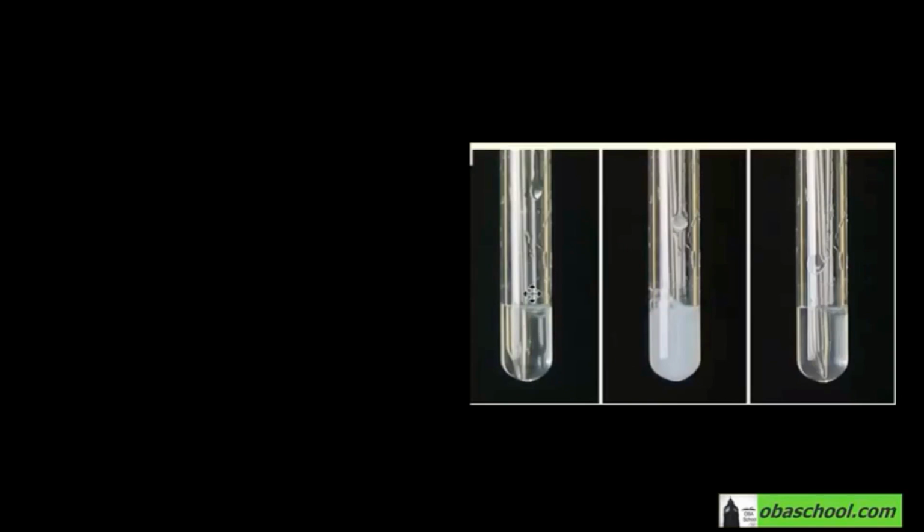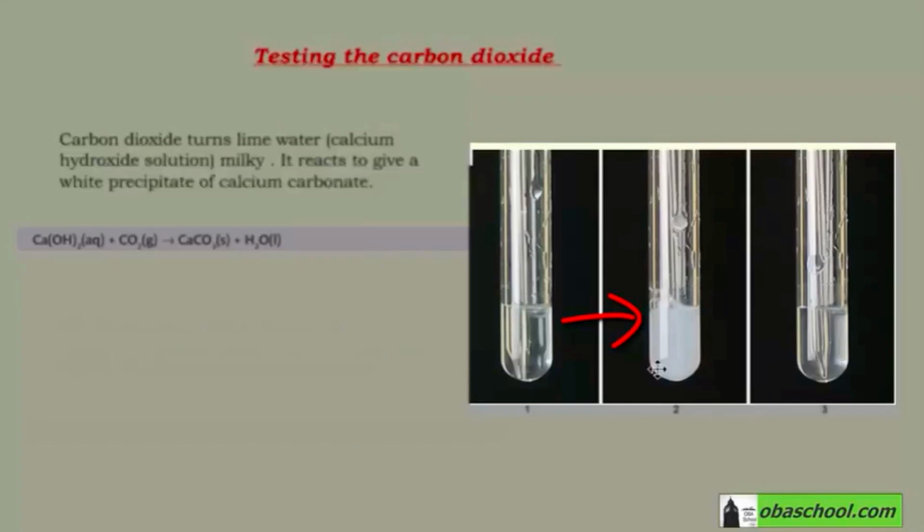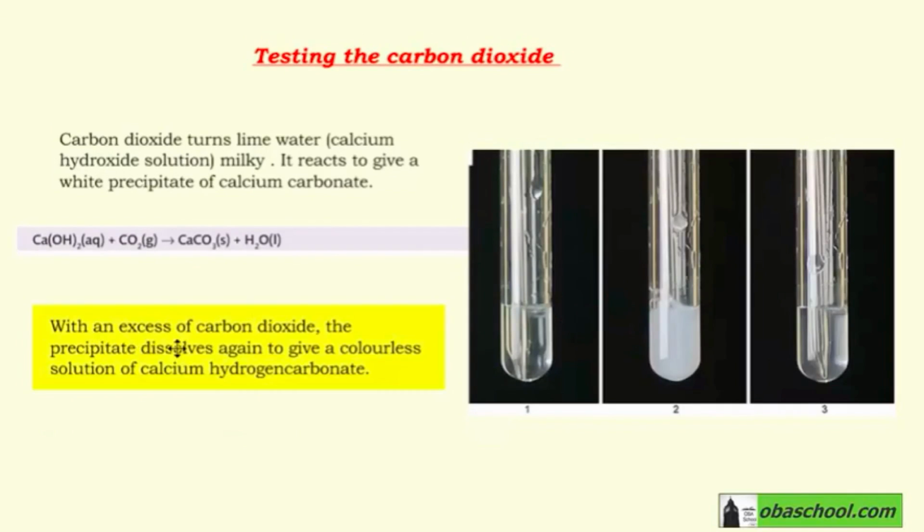If you look here in the first tube, we have lime water, and we've added carbon dioxide to it. Notice how the water turned white. With an excess of carbon dioxide, the precipitate dissolves again to give a colorless solution of calcium hydrogen carbonate.